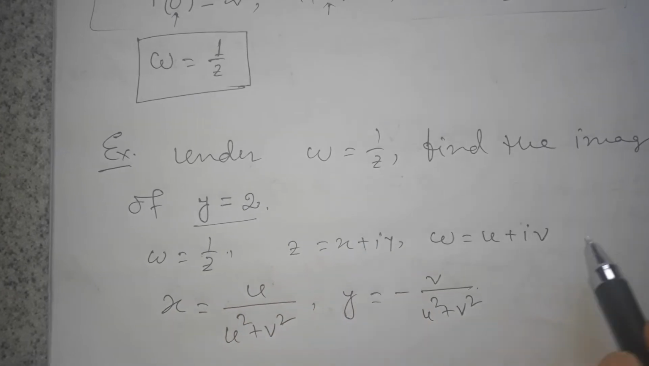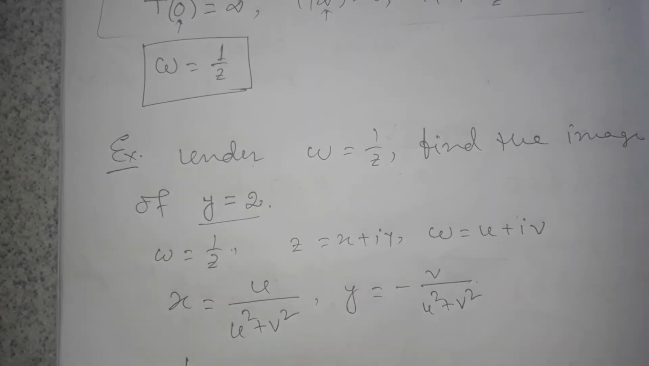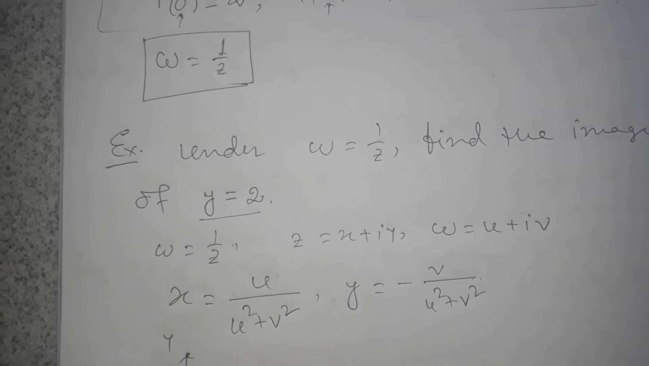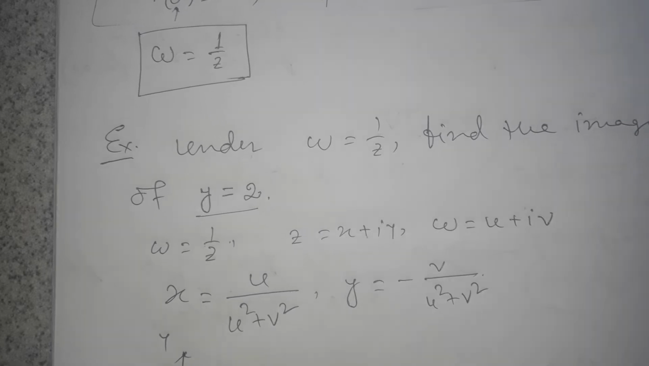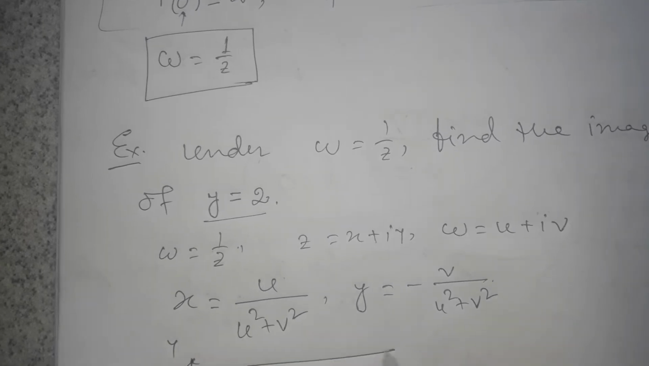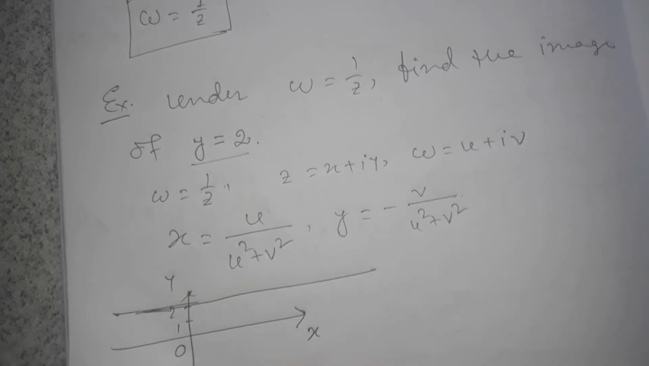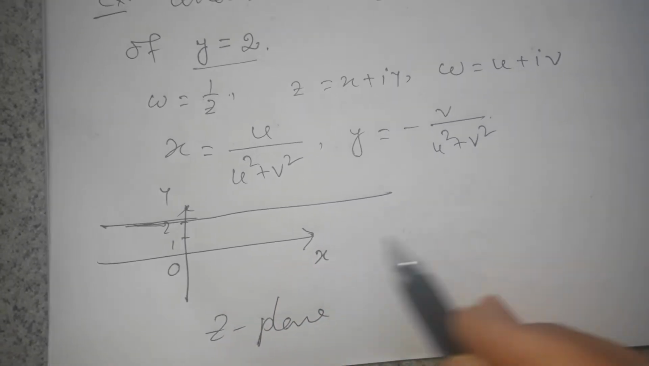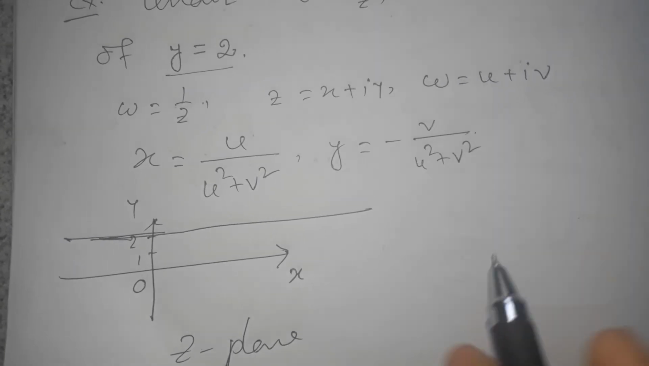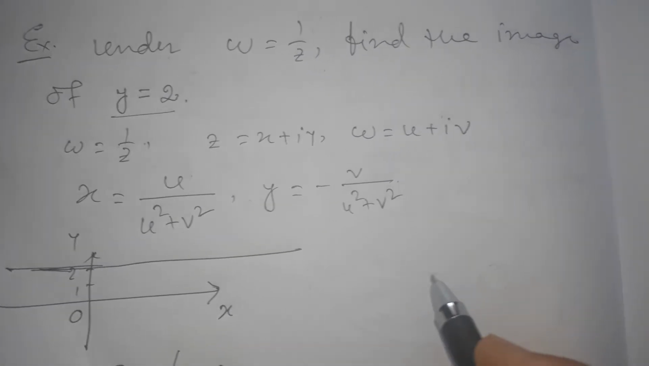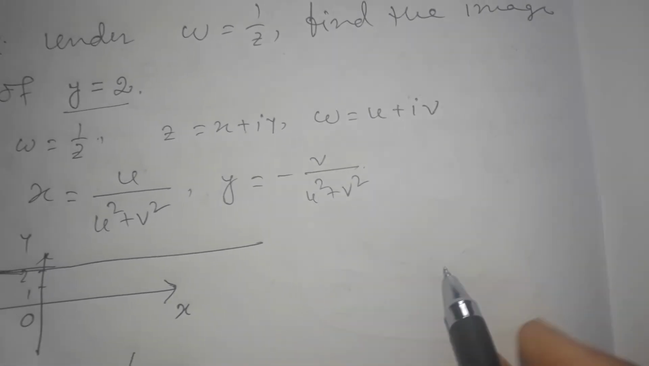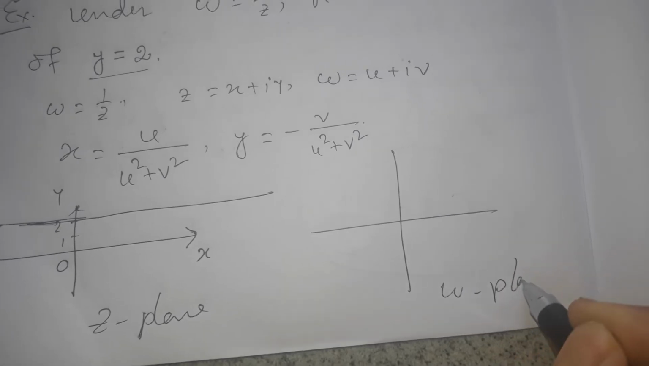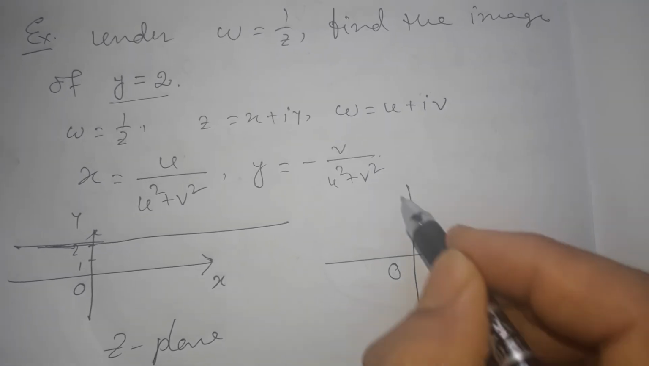Okay, this is a straight line not passing through the origin. So what is this straight line? This is y equal to 2. This is the straight line in the z plane. To which curve is this mapped in the w plane? So what is this curve in the w plane? That is to be found.